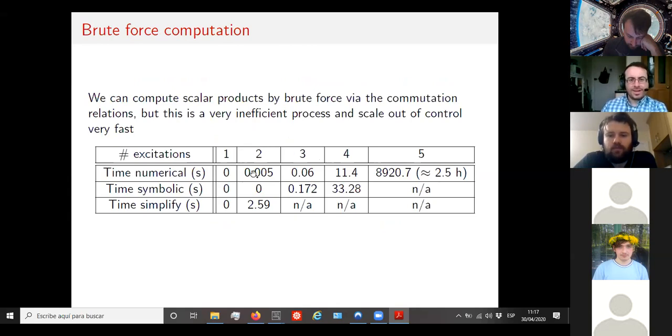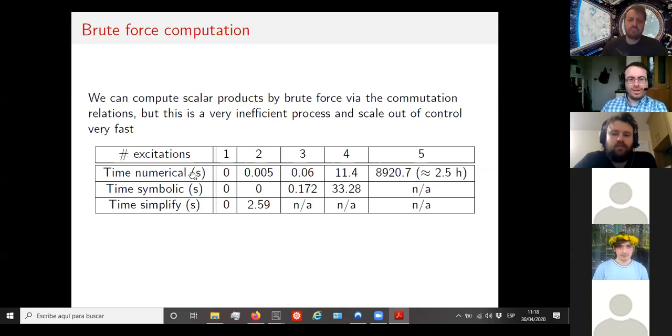very quickly. And to prove my point, I have this table here of how much time it takes Mathematica to do those computations. For example, for 1, 2, 3, 4, and 5 excitations, the time it takes if I give numerical values of the rapidities, because I give them random values, for 1 and 2 and 3, it's not going to take much time. For 4 excitations, it's already taking a little bit of time. But for 5 excitations, it already takes 2.5 hours to compute the scalar product. So it escapes out of control very quickly.